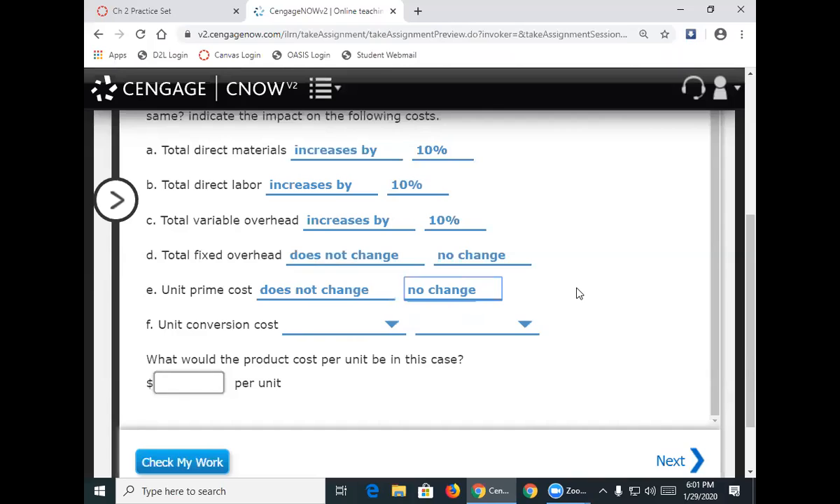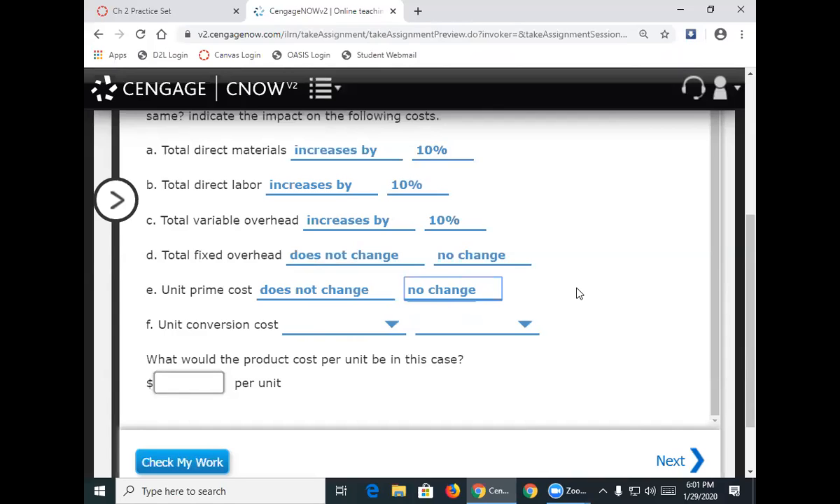And so is F. Now we're talking about unit conversion costs. So conversion cost is labor and all of our overhead. So will it change? Yes. And it will go up. And why? What cost is changing that will make it go up? Won't the unit conversion costs decrease? Oh yeah, you're correct. Yeah. Unit conversion costs decrease. Yeah.